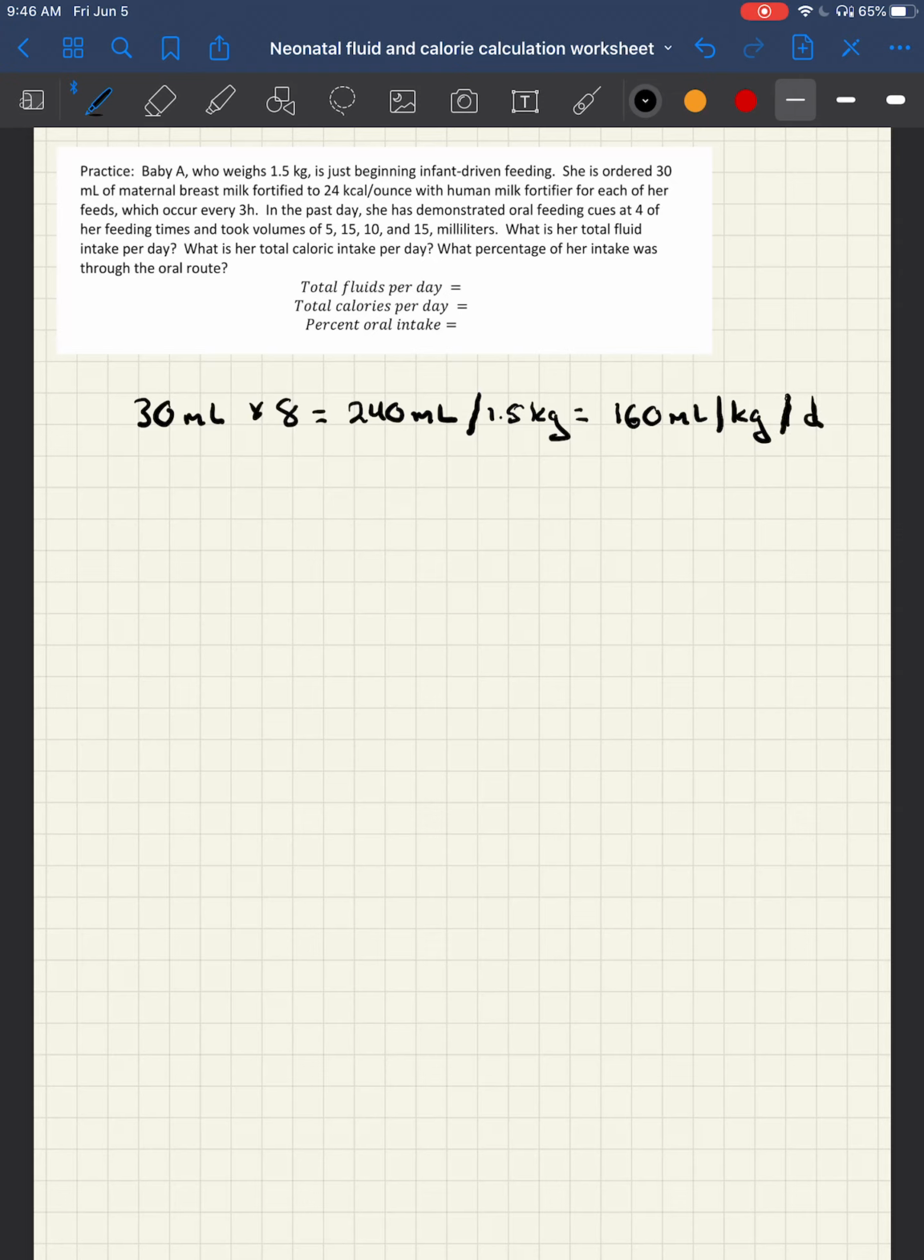To get the total calories, again, we multiply by the caloric density of the formula, 160 times 24 kcals per ounce, times the conversion to get to milliliters.